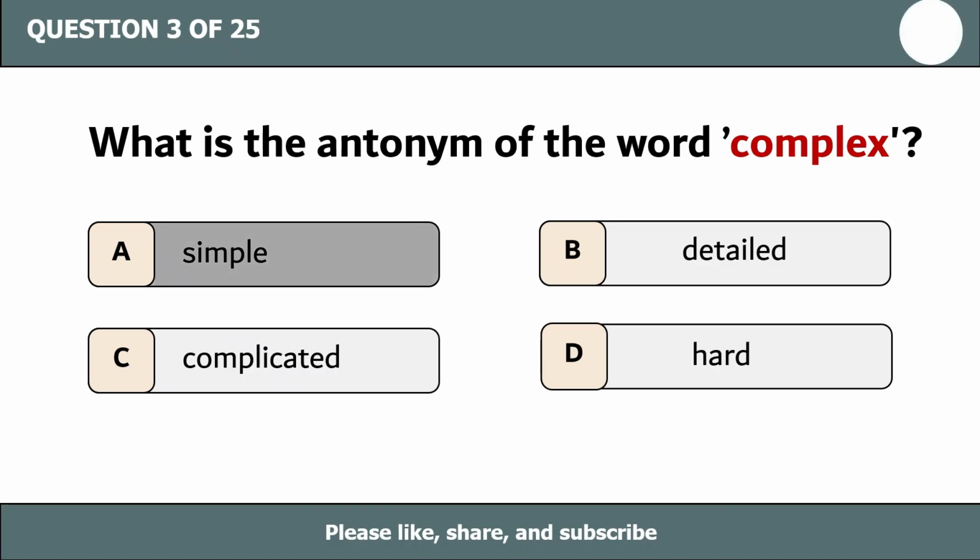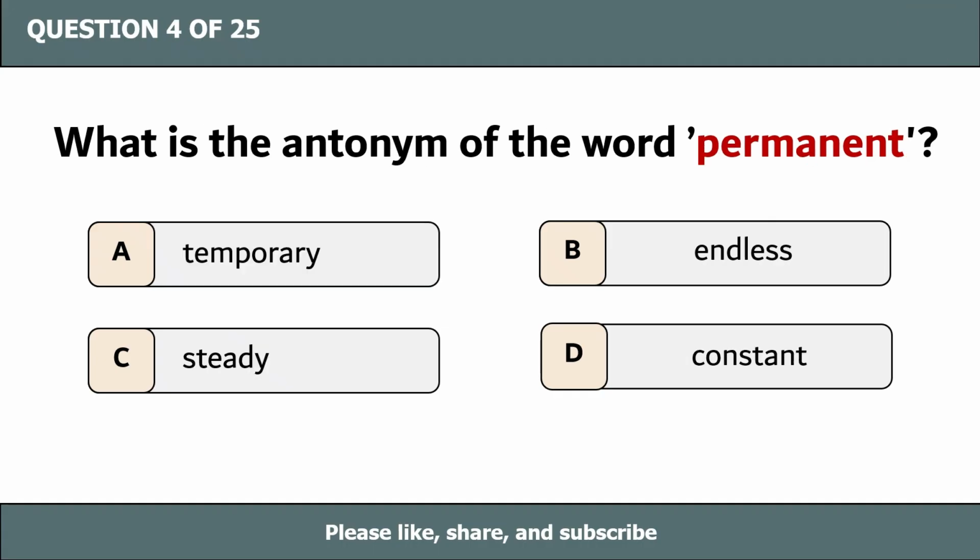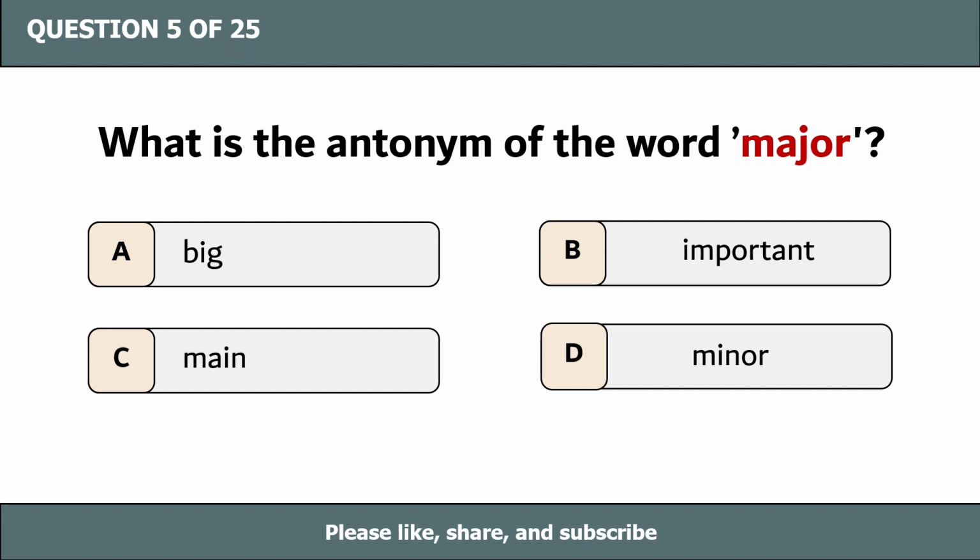The correct option is A. Simple. What is the antonym of the word permanent? The correct option is A. Temporary. Question 5. What is the antonym of the word major?